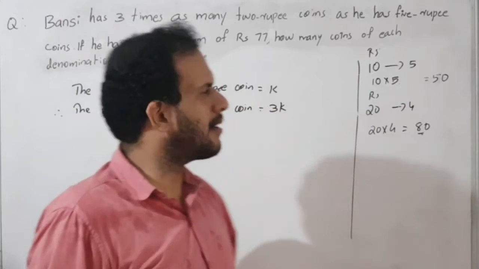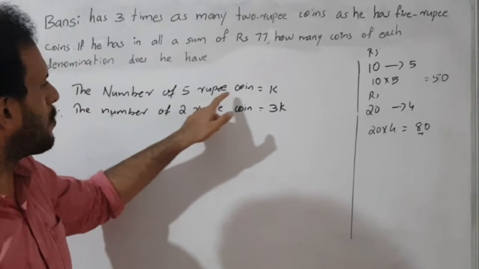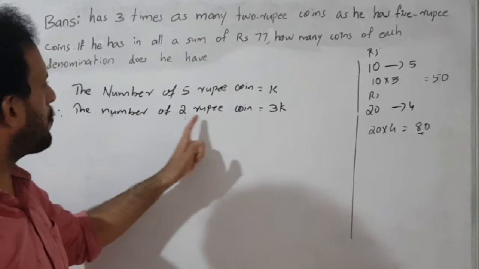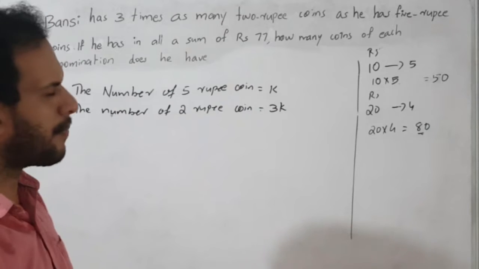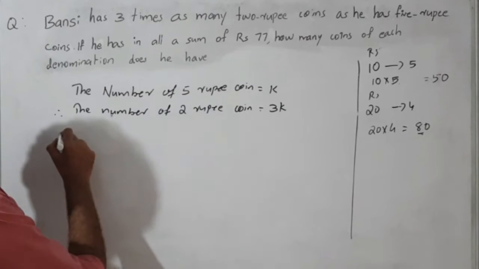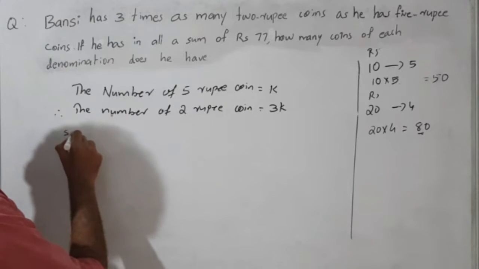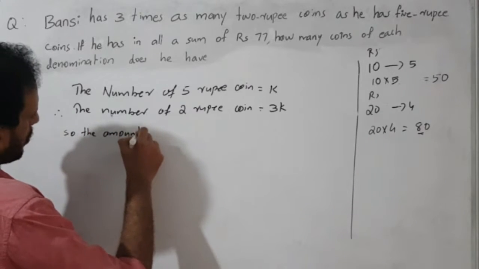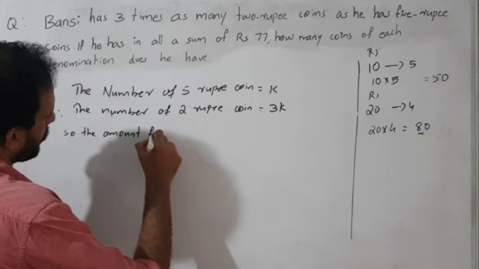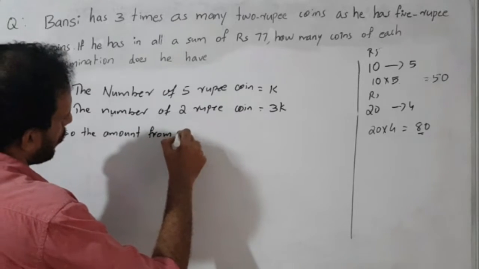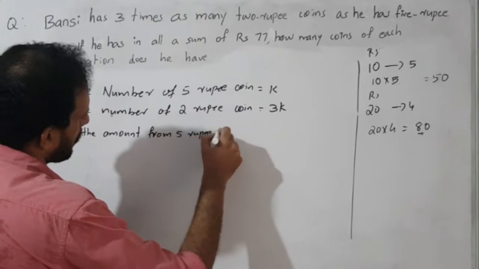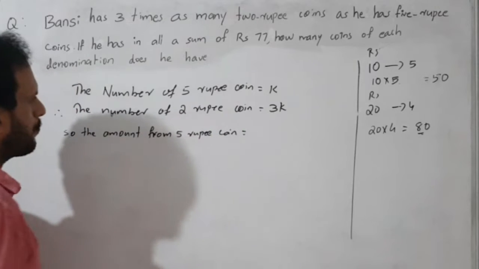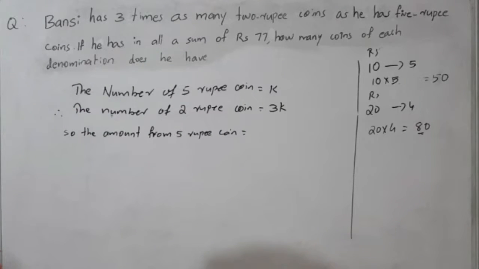Correct? As like here, the number of 5 rupee coin is K, the number of 2 rupee coin is 3K. So the next step I find what is the amount. So the amount from 5 rupee coin is equal to, okay, the amount from 5 rupee coin.